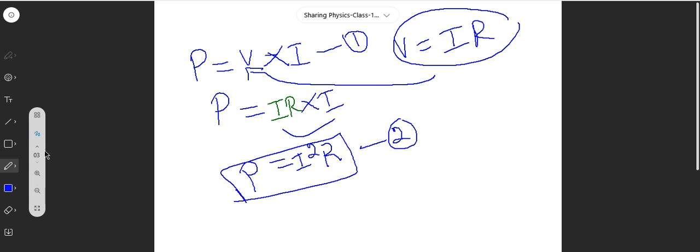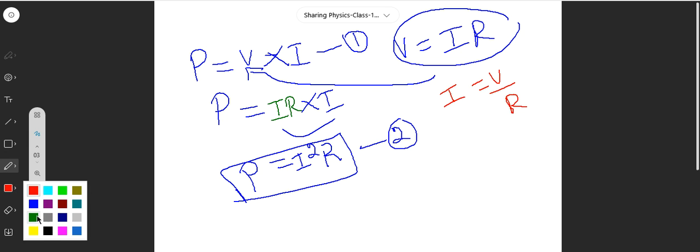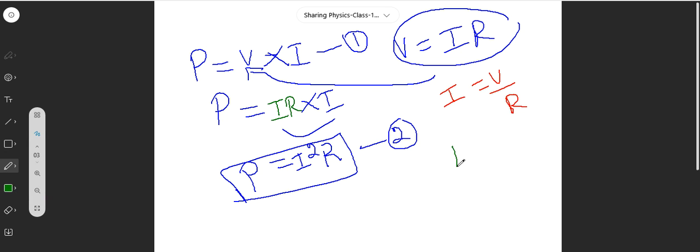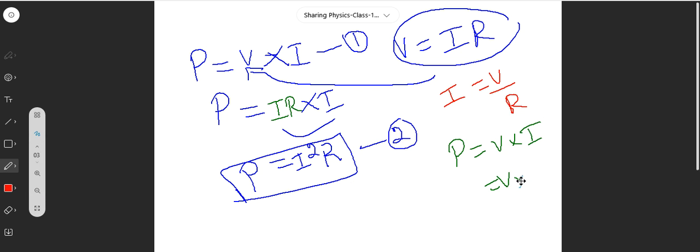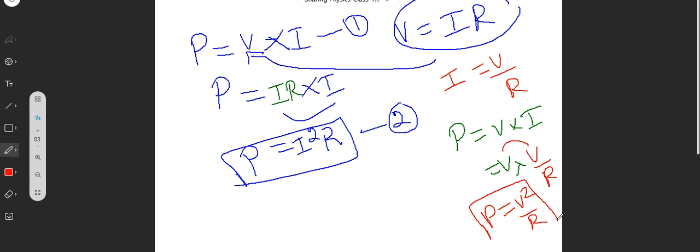Right? Now similarly, by rearranging Ohm's law, we can get I is equal to V over R. So what is the next step I'll be doing? I'll be replacing the I value over there. So P is equal to V into I, and this I value is going to be replaced by V by R. So I'm using the same color, V into, instead of I, V by R. So V into V will give you what? V squared. So V squared divided by R is going to give you the power. Did you get that?